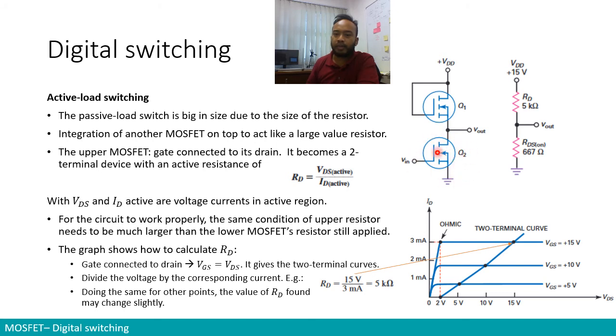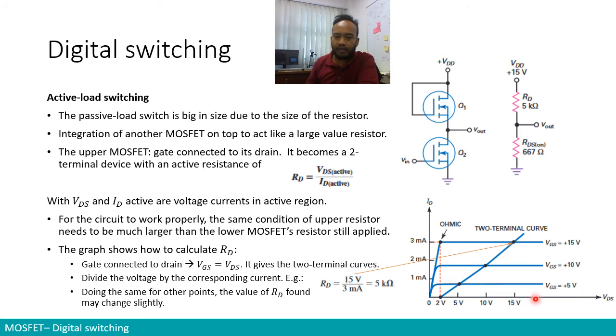So the bottom MOSFET, of course, operates in the ohmic region as well, but its value of resistance needs to be much lower than the top one. The top resistor's equivalent resistance needs to be very, very high. So how do we calculate this resistor RD of the top resistor? To do that, let's have a look at the graph over here.